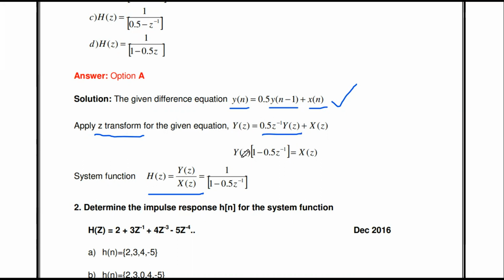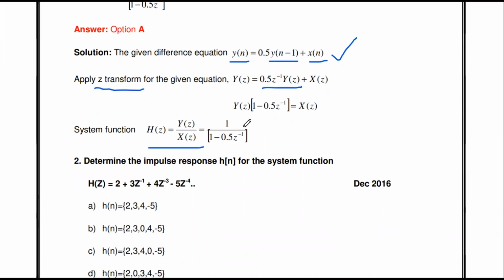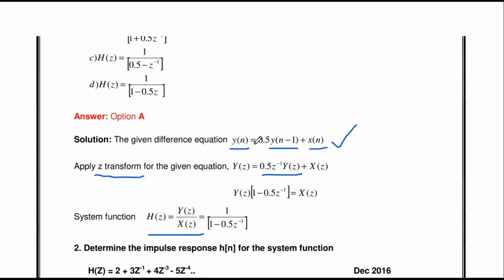So taking Y of Z common from these two terms, we can write it as Y of Z times 1 minus 0.5 Z inverse equal to X of Z. From this, the ratio Y of Z divided by X of Z can be 1 divided by 1 minus 0.5 Z inverse. This is said to be the system function, or transfer function of the system. So this is the answer, 1 by 1 minus 0.5 Z inverse.